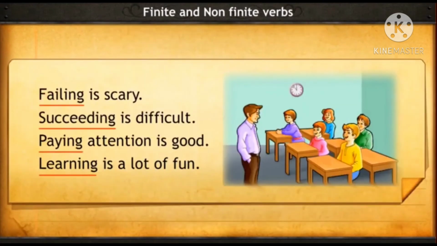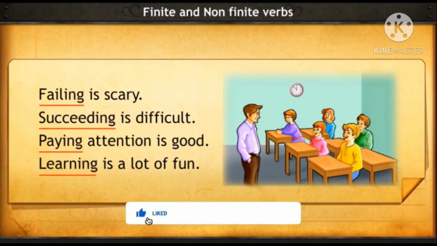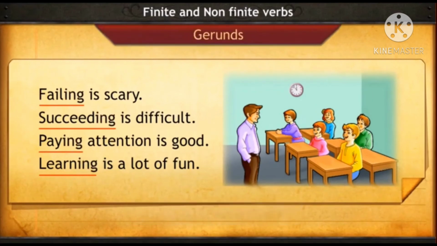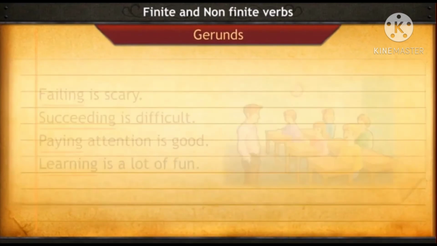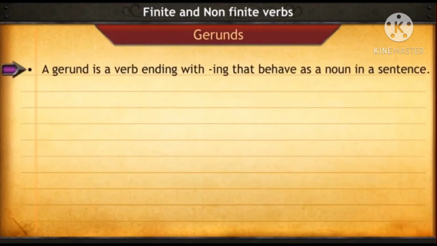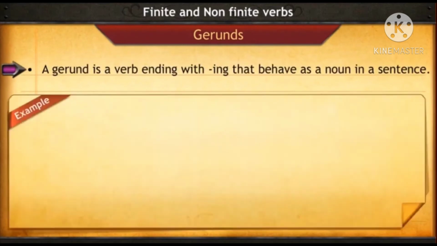Look at the sentences on the screen. Each noun has been replaced by a verb ending with ing. The underlined verbs in these sentences behave like nouns. Such verbs are called gerunds. Thus, a gerund is a verb ending with ing that behaves as a noun in a sentence.